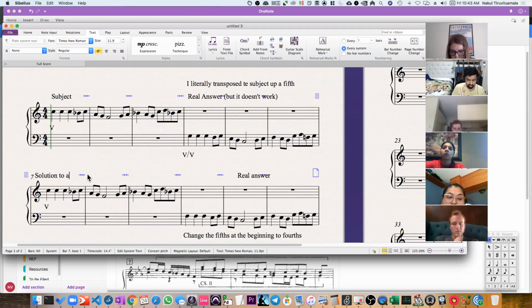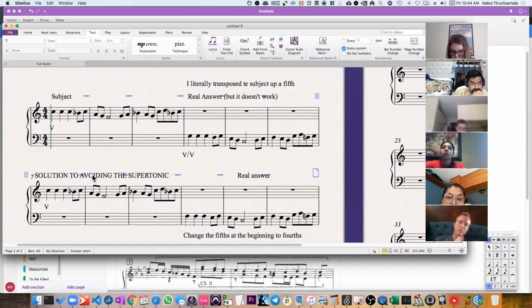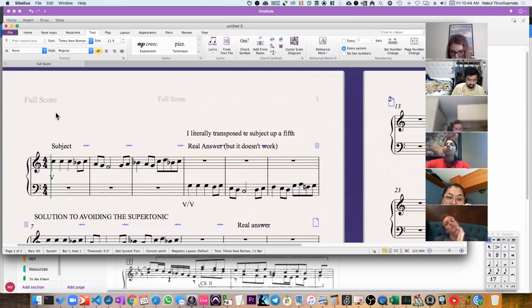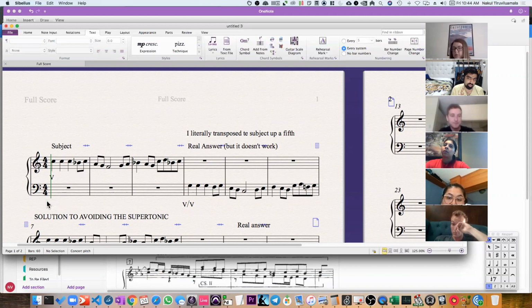And then so, solution to avoiding the supertonic. Okay. So it's basically going from 5 to 1. It's actually going from the key area of the 1 to the 5. This note, okay, that's an important thing to realize.